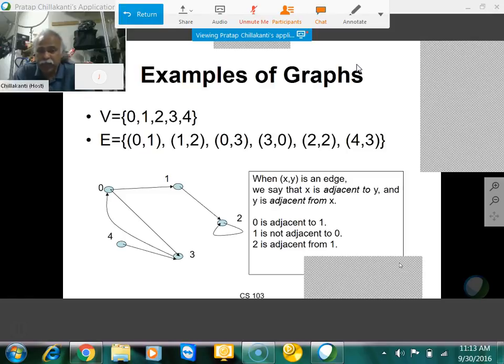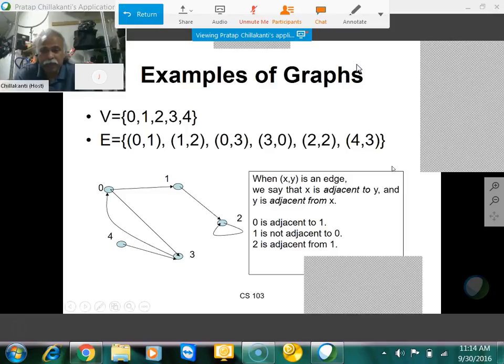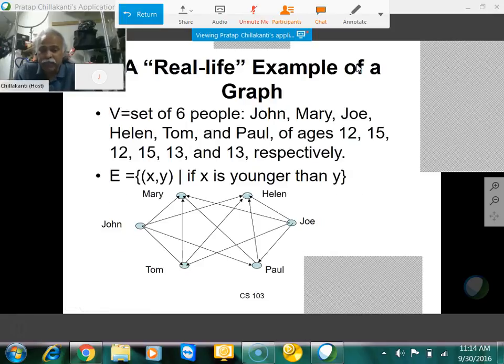So we can say x, y is an edge, and we say x is adjacent to y, and y is adjacent from x. Okay. So that is the adjacency rule. Here is a real life example. I think we covered that last class. I'm not sure. So you have a set of people, and then there is some kind of relationship, and the relationship that we are showing here is x, y, where x is younger than y, then you draw an arrow. Okay?